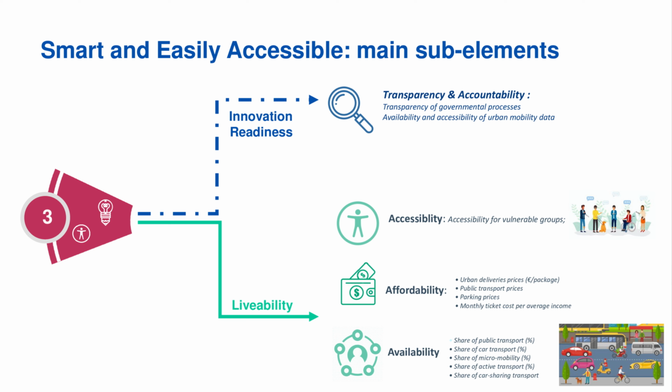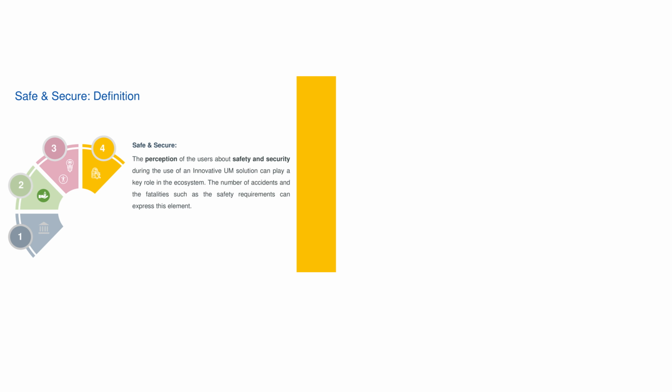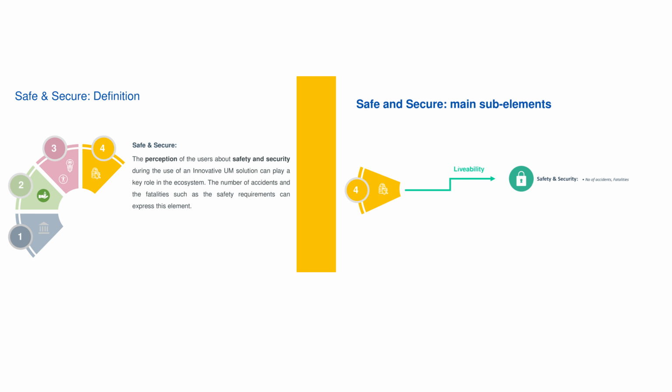Now, in terms of livability, this element is further expressed in the following sub-elements: accessibility and affordability, which expresses the need of accessible and affordable mobility services, and availability, which describes the variety of mobility services available and how much they are used. The fourth element addresses the perception of the users about safety and security when using a mobility service, and is related mainly to the livability performance of a mobility system by measuring the level of safety and security of specific mobility services.